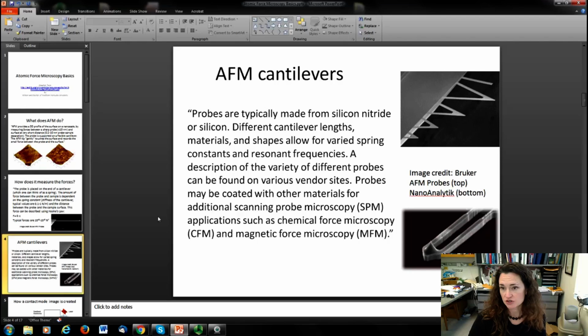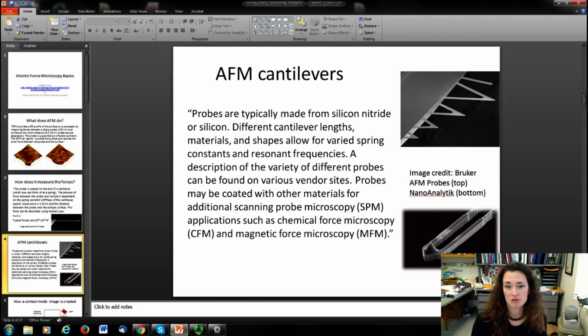So here I show some images from Bruker AFMprobes.com, for example, and Bruker is a dealer of both AFMs and AFM probes. And then here's another one made by a different company, NanoAnalytic.